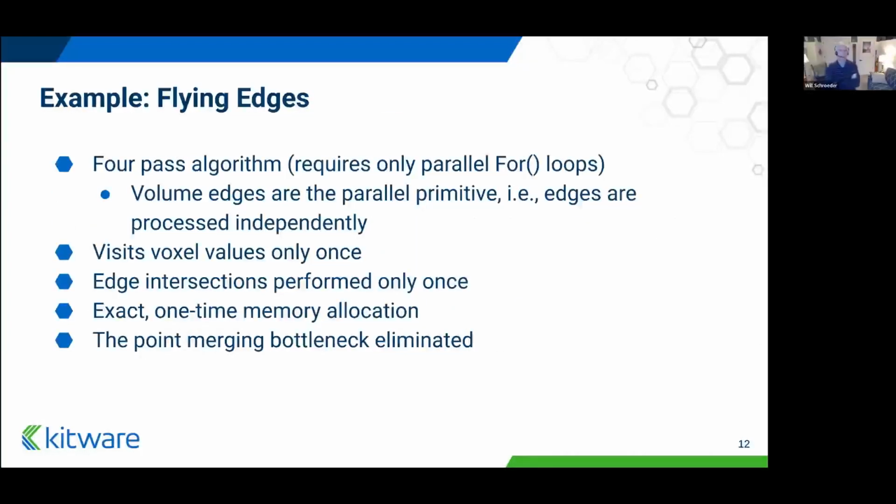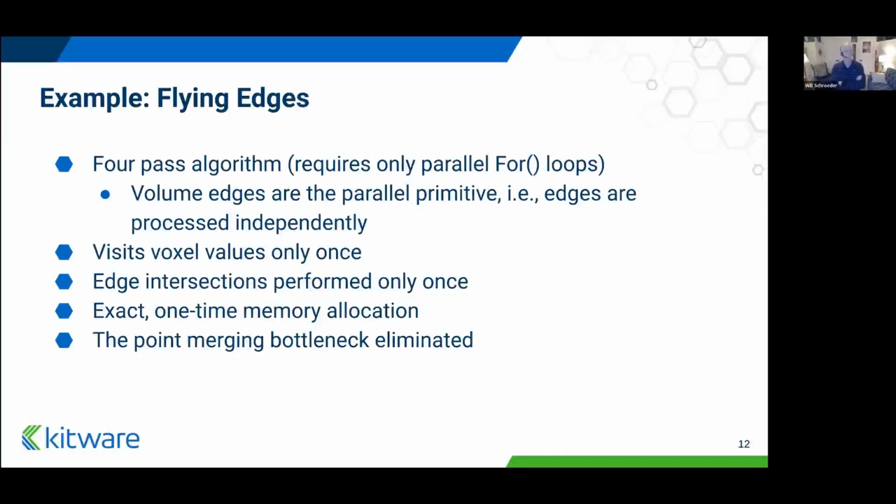So how do we get around these bottlenecks and performance issues? A few years ago, we came up with an algorithm we call flying edges. It's a shared memory, multi-threaded algorithm, and it's basically a 4-pass algorithm. It only uses the parallel for loop concept. And the computational primitive is volume edges, not cubes like marching cubes. It's volume edges.